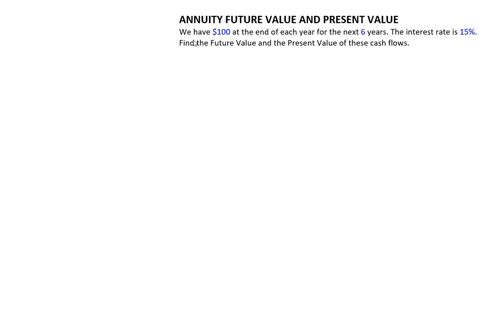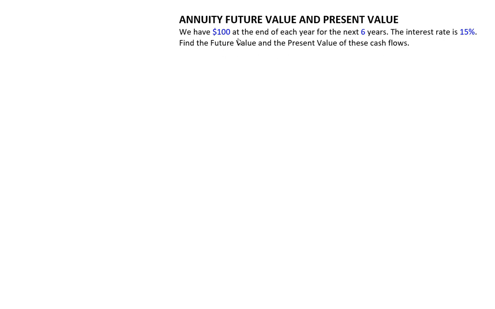In this problem, we have $100 at the end of each year for the next 6 years. The interest rate is 15%. Find the future value and the present value of these cash flows.